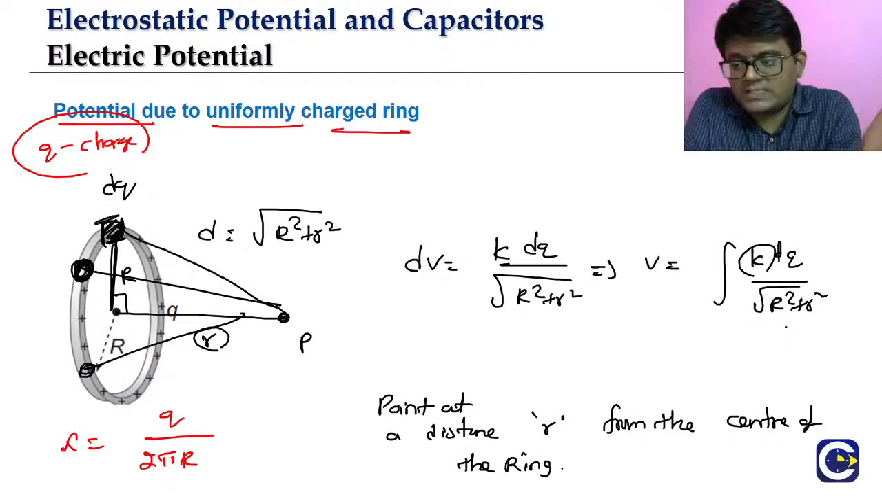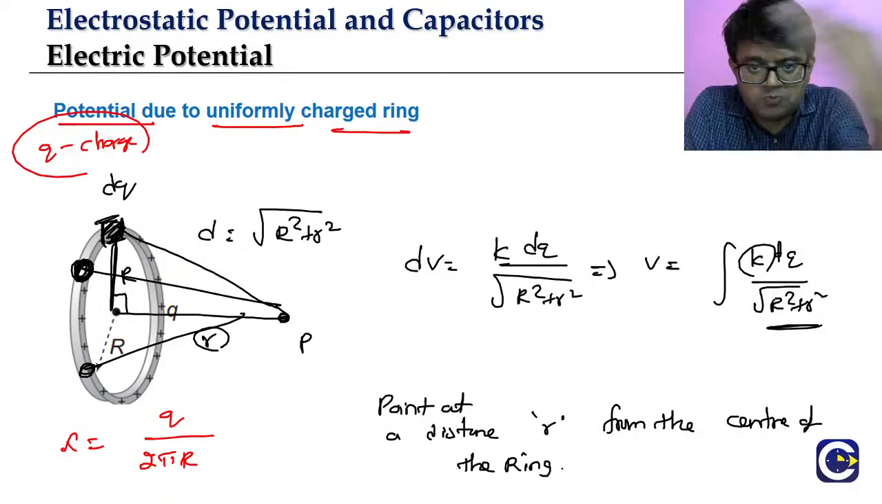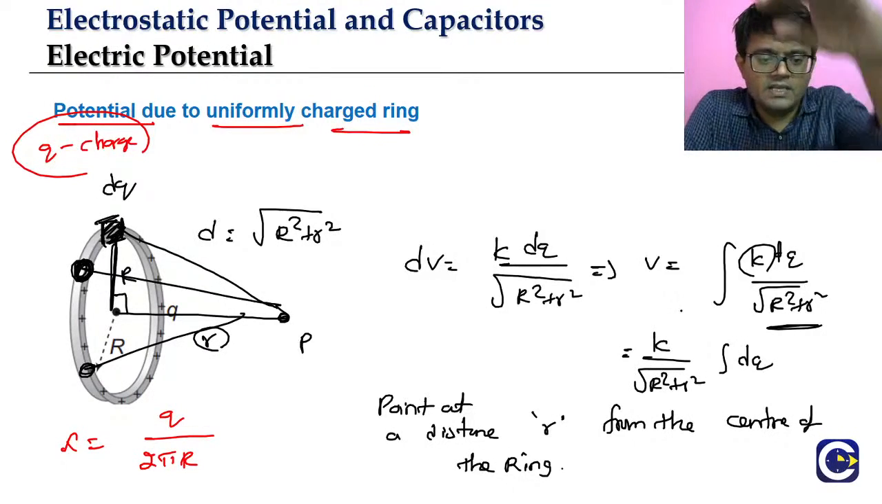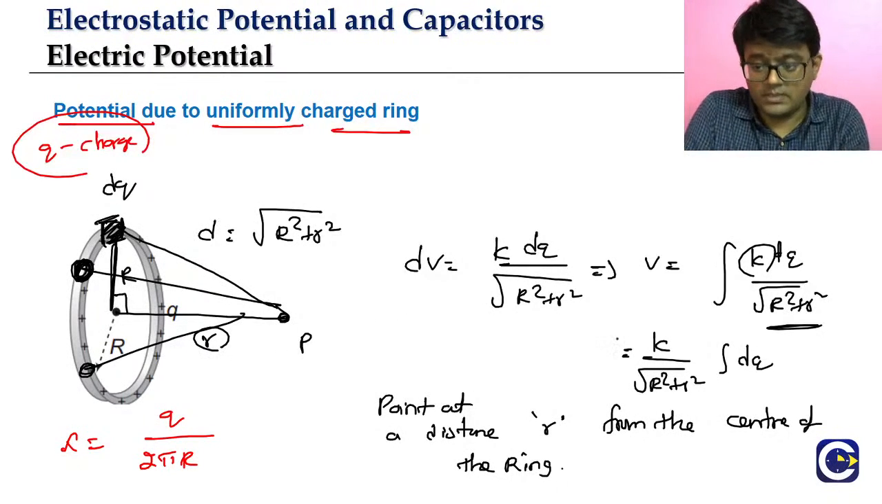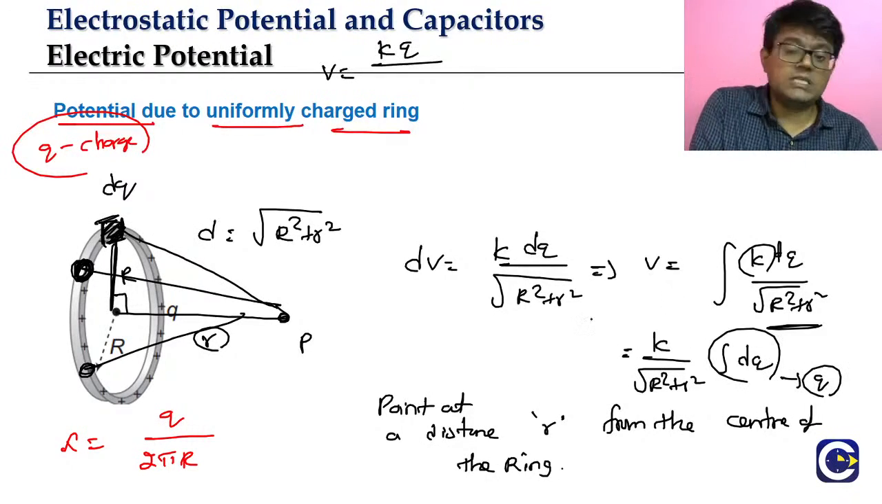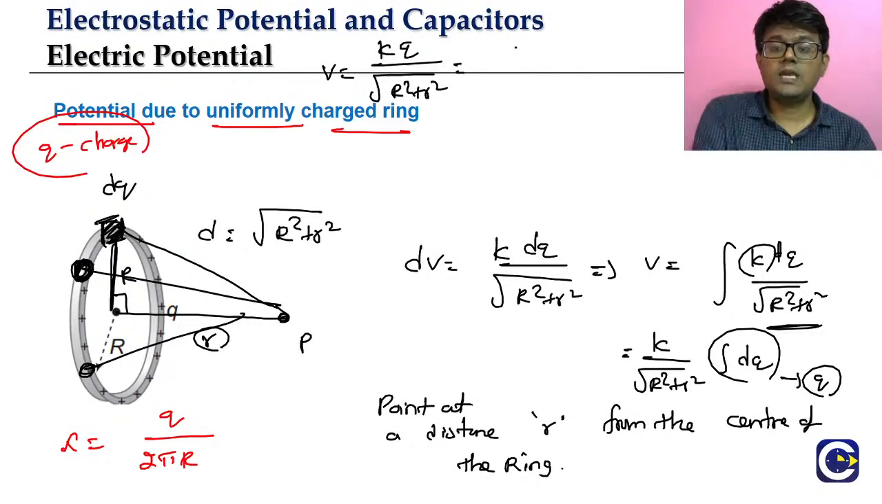Here k is a constant, and the denominator root of capital R square plus small r square is also a constant, so it comes outside: k by root of R square plus small r square times integral dq. What is integral dq? We add up all the charges on the ring, dq, dq, dq, and we get capital Q, the total charge. So the electric potential at the point P is kQ by root of capital R square plus small r square. Instead of k, we can write 1 by 4 pi epsilon naught.